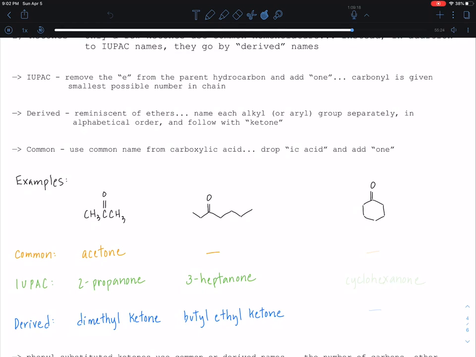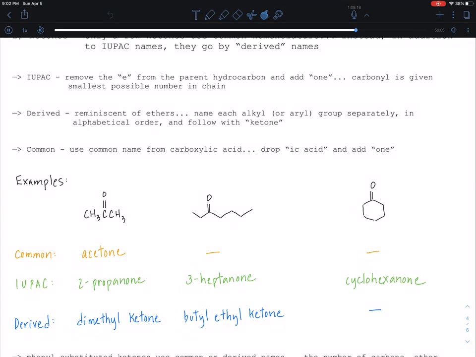And for the last example, we've got IUPAC only. And sort of IUPAC and common, right? Because these cyclic compounds, they share. So this right here is going to be named after the cyclohexane, but we're going to drop the E and add -one. So this is cyclohexanone. And we don't have a derived name because you get the same groups in either direction and they're all tied together in a ring. So it's simply cyclohexanone.